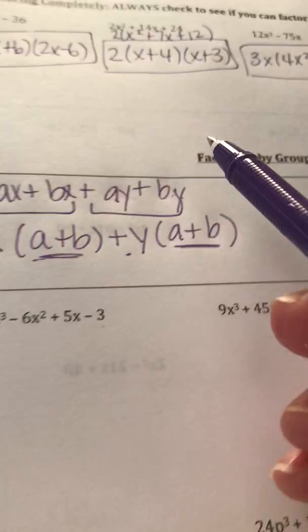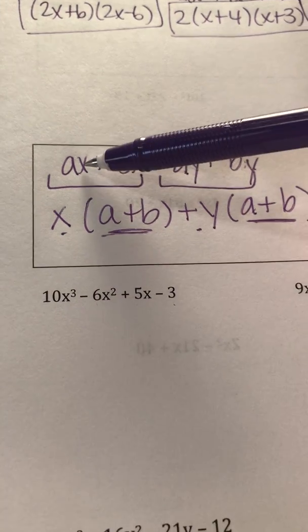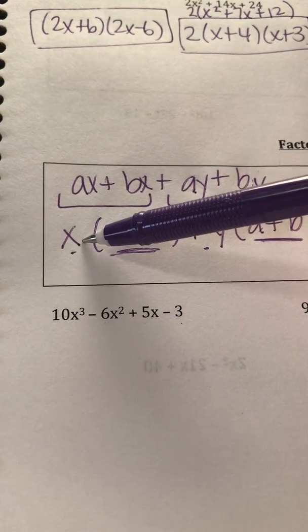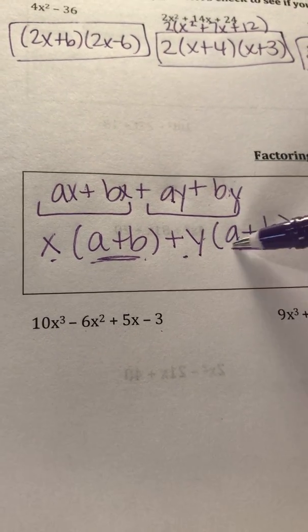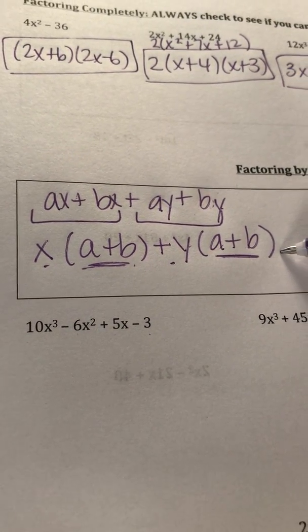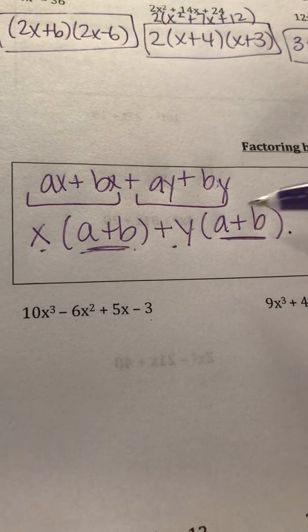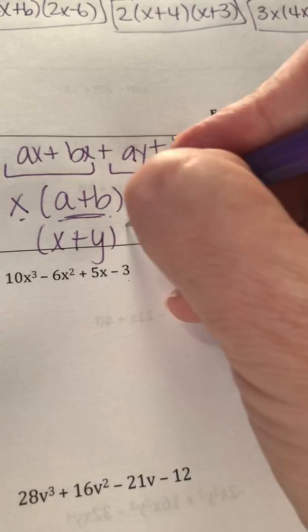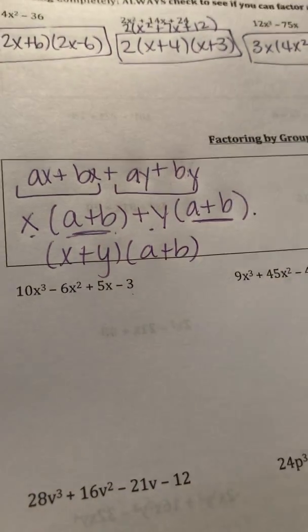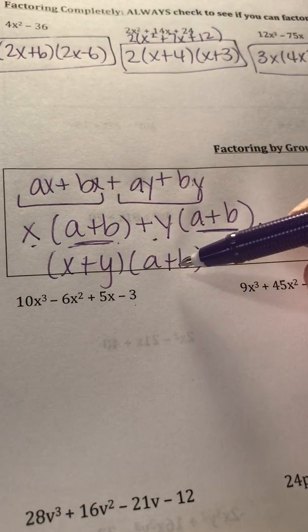Okay, sorry, I just rewrote this so we could talk about it a little bit differently. Here we factored out the X, and we're left with A plus B. Here we factored out the Y, and we're left with A plus B. Now, when we're writing down what our factors actually are, they are X plus Y and A plus B. These are the 2 factors here.